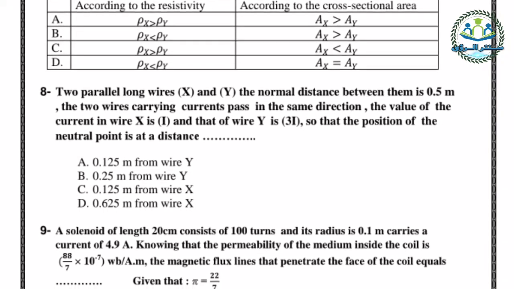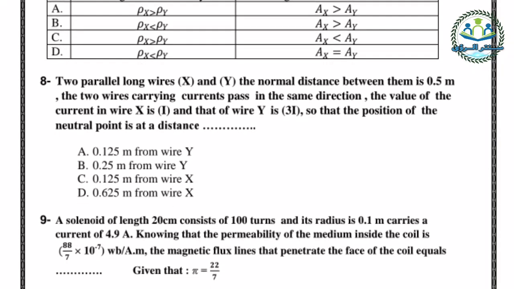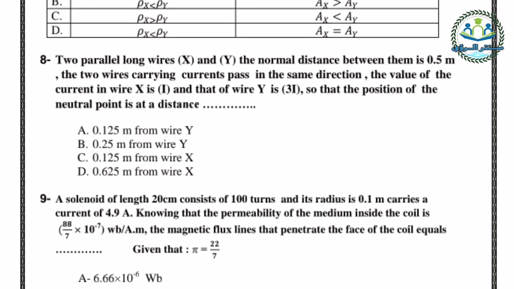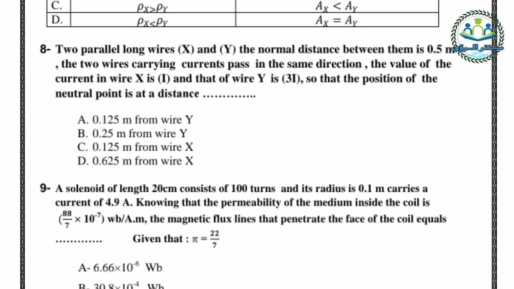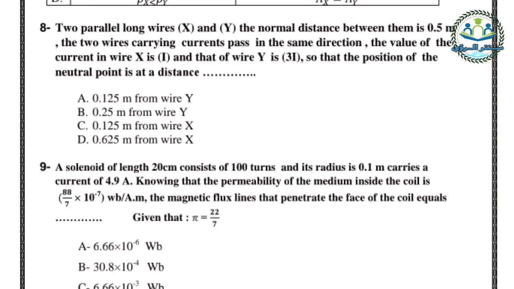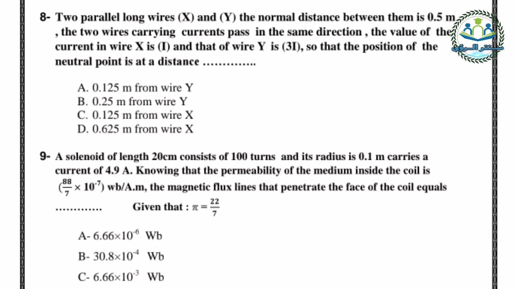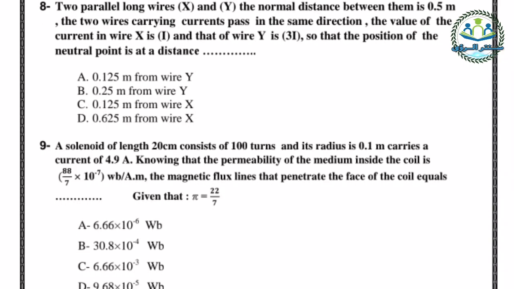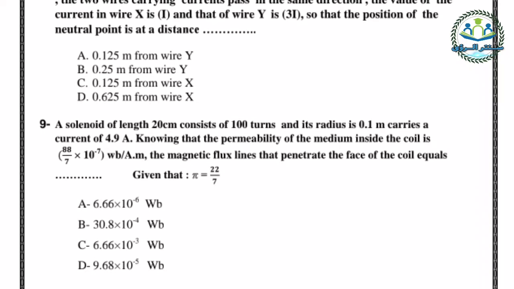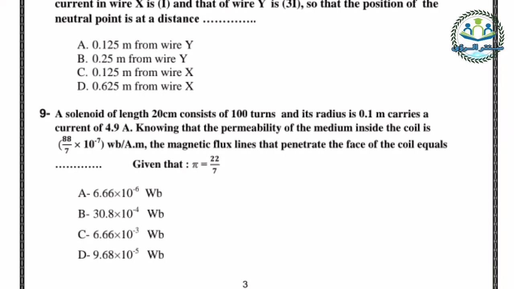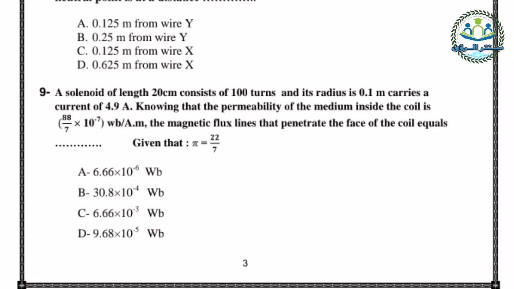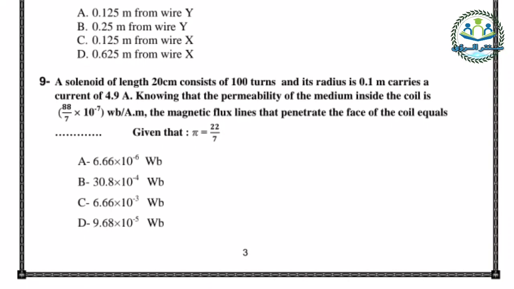9. A solenoid of length 20 cm consists of 100 turns and its radius is 0.1 m, and carries a current of 4.9 A. Knowing that the permeability of the medium inside the coil is 4π × 10^-7 Wb/A.m, the magnetic flux lines that penetrate the face of the coil equal: A) 6.66 × 10^-6 Wb; B) 30.8 × 10^-4 Wb; C) 6.66 × 10^-3 Wb; D) 9.68 × 10^-5 Wb.